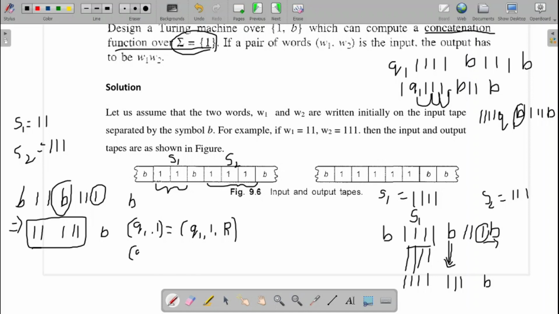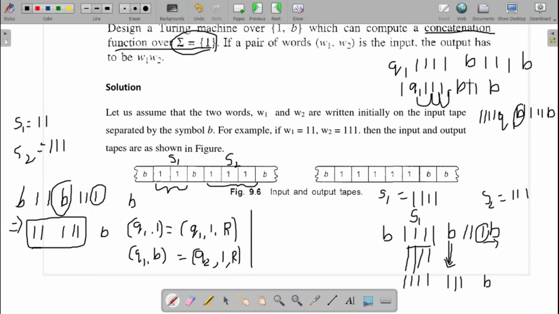What is that? Q1 on blank, I will change that blank to 1. So now have we processed S1? Yes, we have completed S1. Now what I need to do is process S2 over there. To process S2, I will change my state to Q2. So Q1 I am using for S1, Q2 I will use for S2. Then I will have the right movement.